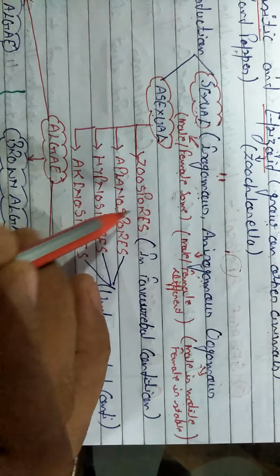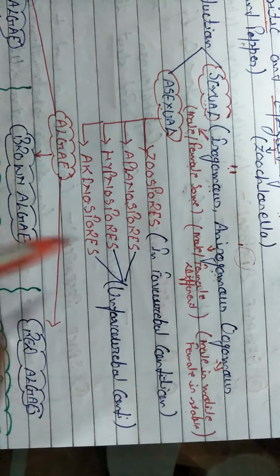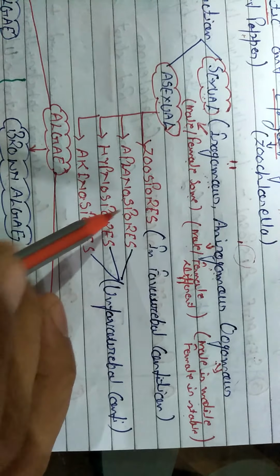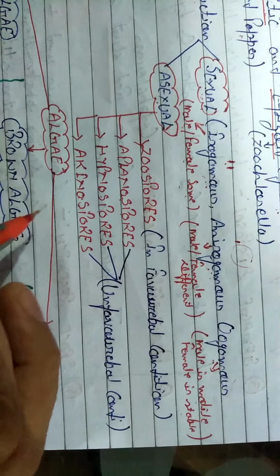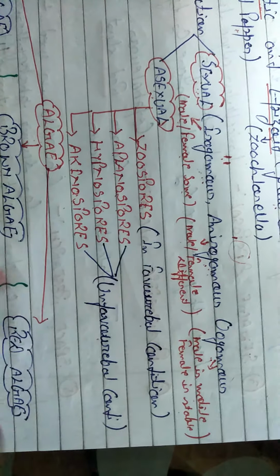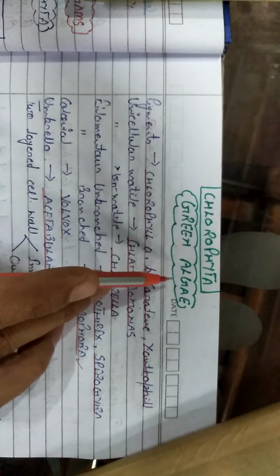Asexual reproduction takes place by four types of spores: zoospores, aplanospores, hypnospores and akinetes. Zoospores are found in favorable conditions, while the other three are related to unfavorable conditions. So these are the basic characteristics of green algae, part of the plant kingdom. In the next video we will discuss the economic importance of green algae.